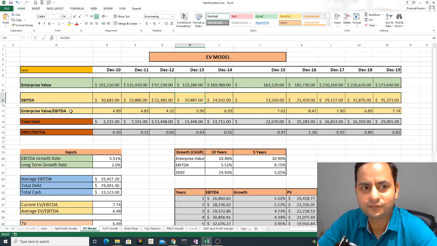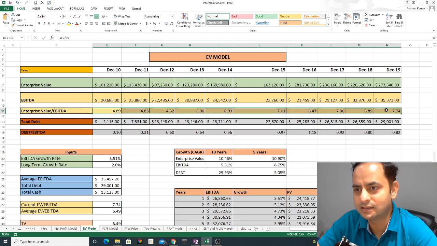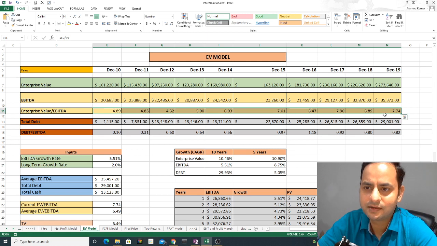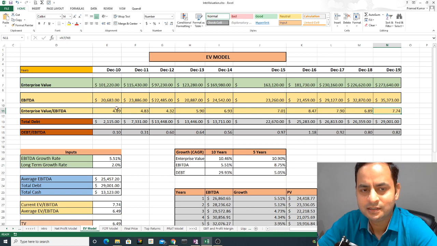So this ratio, enterprise value to EBITDA, is very, very good, honestly speaking. This is under 10, which shows the company is generating enough operating cash, right? So if I go and buy the company today, within 7 years I can recover in full. So think from that perspective, right? That's the latest. It's getting a little bit worse from the historical perspective, from 4.89 to 7.74, almost double, but still it's under 10, which is the benchmark, and it's still good.